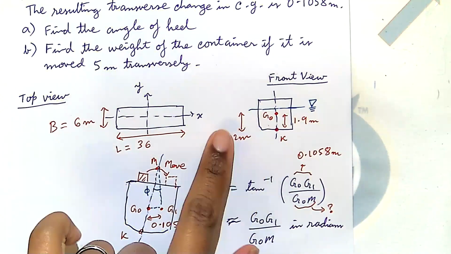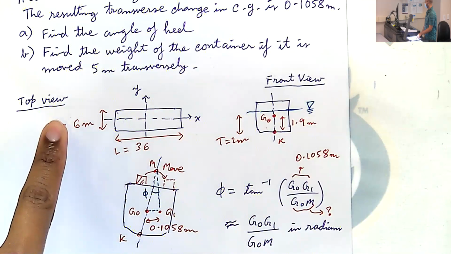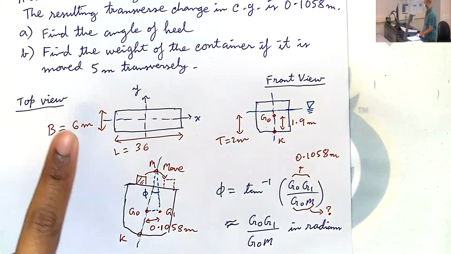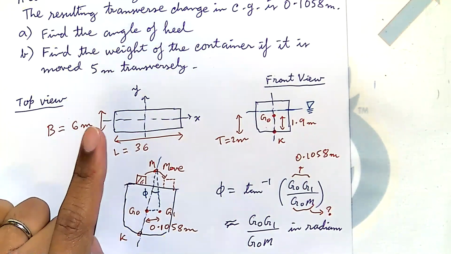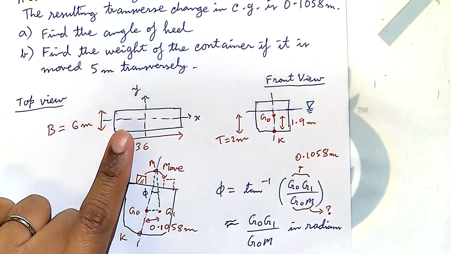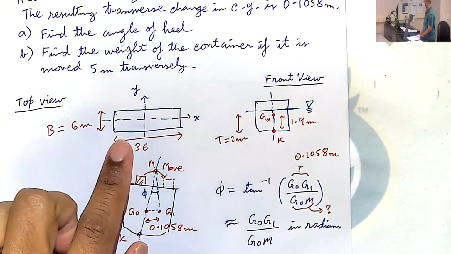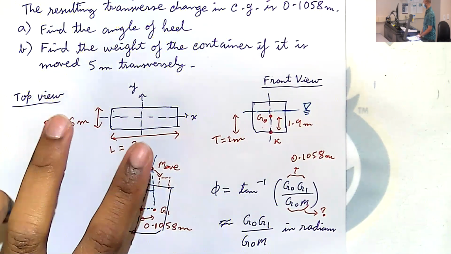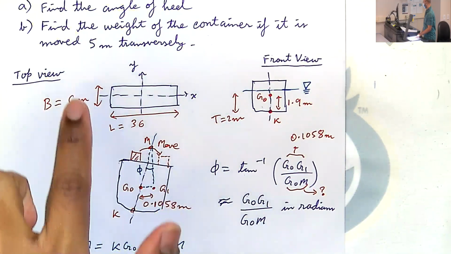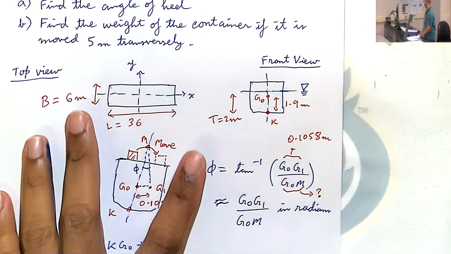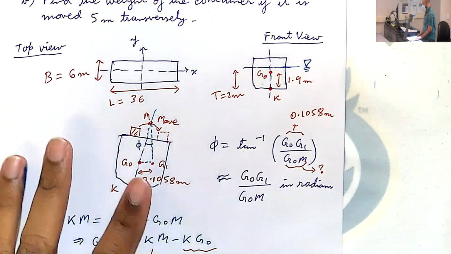Yes, 2 times 36 times 6. Does that give us the volume of the hull only, or of the container too? Correct, exactly. So this 6 times 36 times 2 will give us container plus hull.